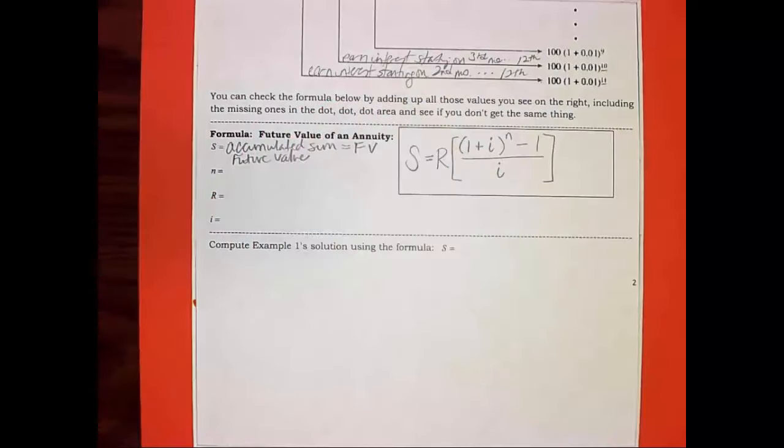So these problems are pretty easy to identify because they're going to say that you're depositing so much a month or so much a quarter or so much semi-annually, and you want to see what lump sum you're going to have at the end of whatever period you're saving for.